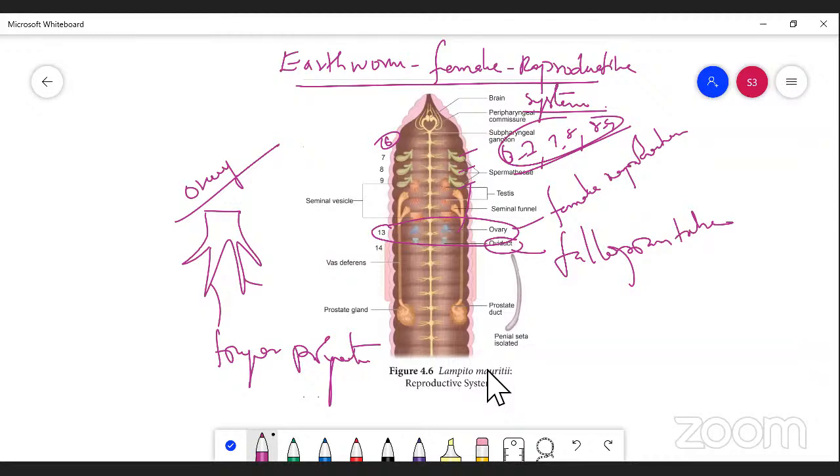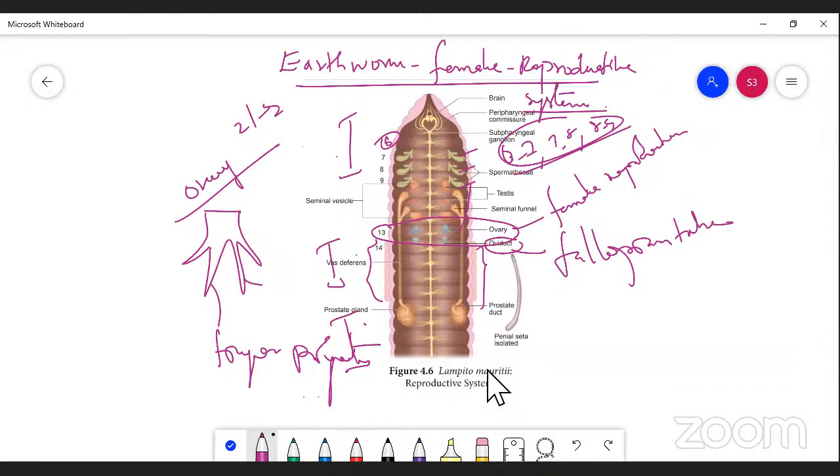Fertilization takes place in the bulged segment called the clitellum. The clitellum is very important to the structure of the earthworm, because we separate the entire body structure into parts. The earthworm has 21 segments, which we separate into three parts: pre-clitellar region, clitellar region, and post-clitellar region.